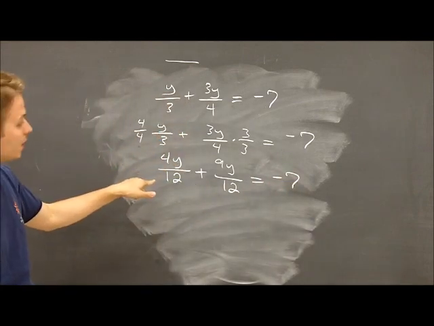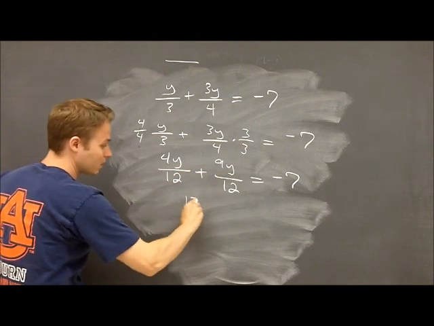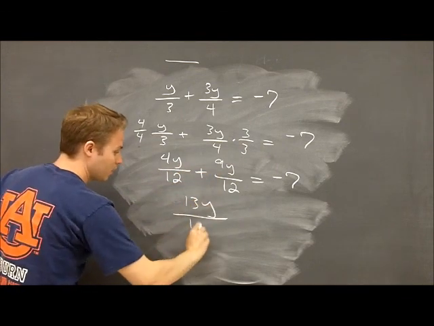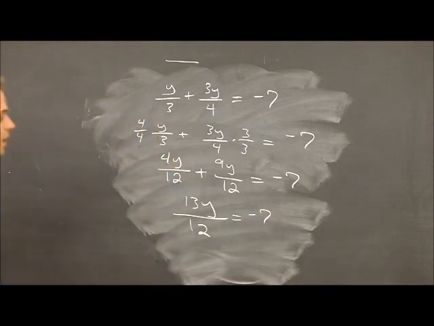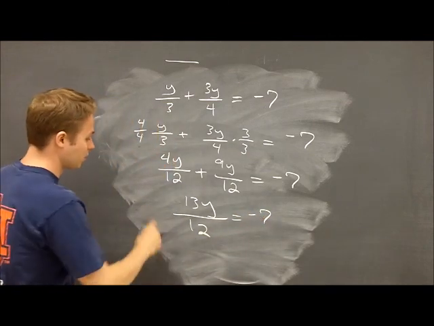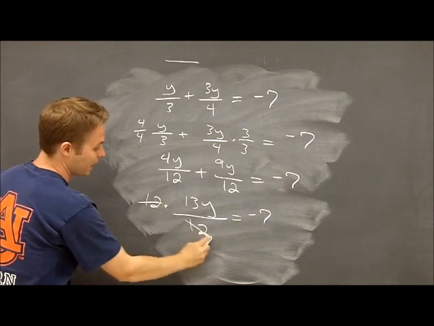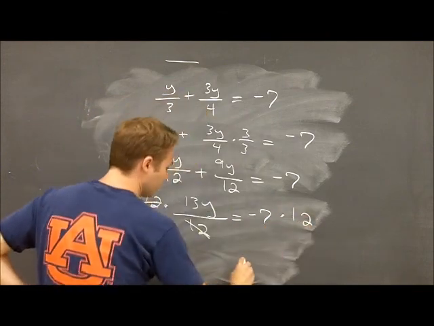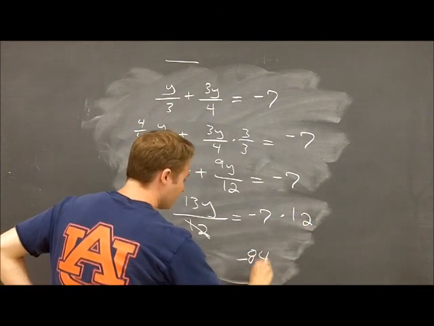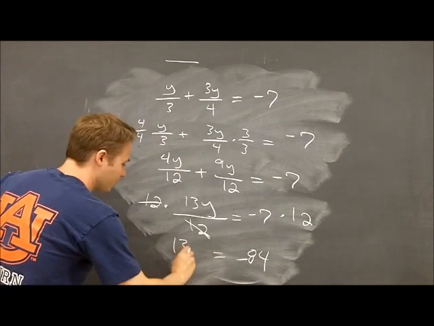So now I have common denominators. I can add these. 4y plus 9y is 13y over 12. That's equal to negative 7. And then from here I can continue to solve. So I can multiply both sides by 12 to cancel out this 12. So we should get negative 84. And then on the left we'll have 13y.